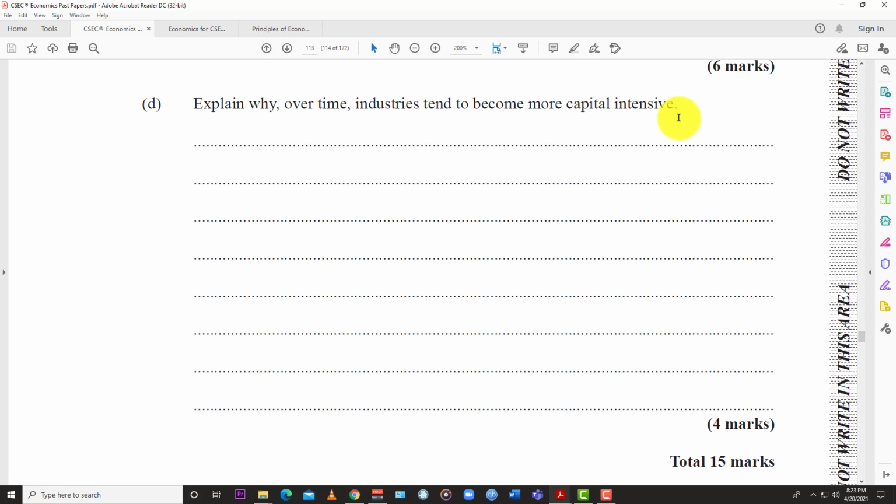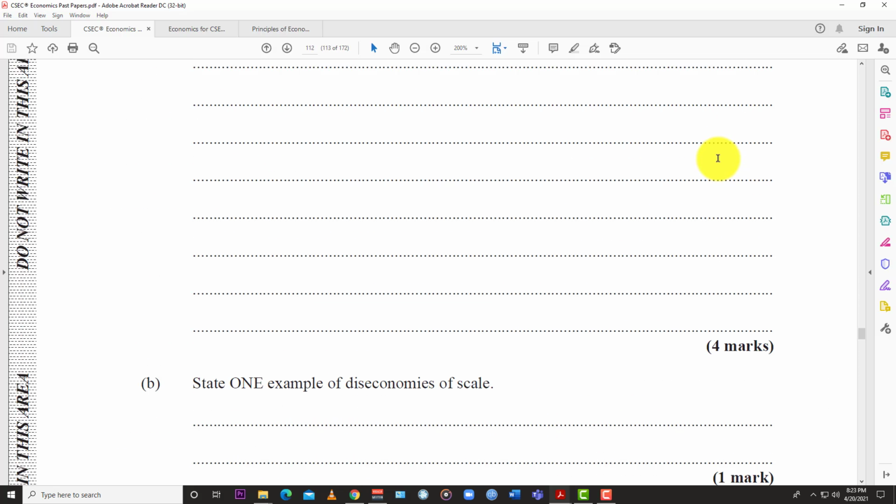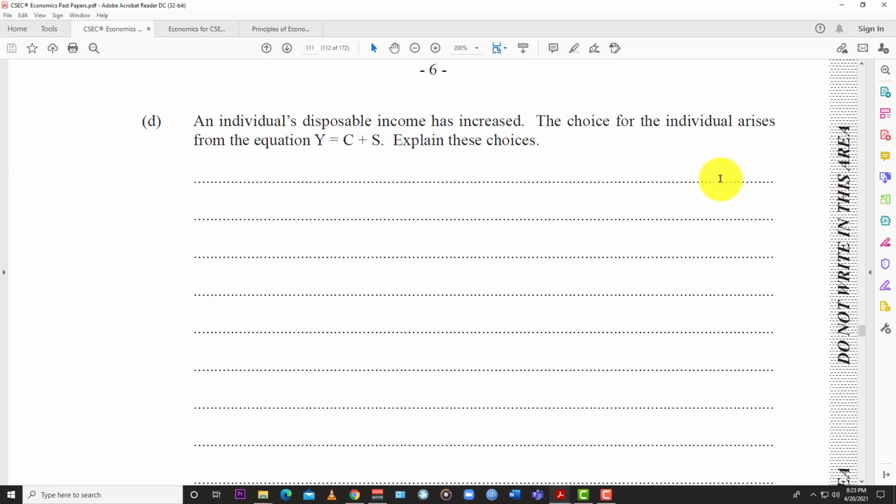Now, what you do, you give an example. You give examples for this one. You have to show examples of how over time the labor can be replaced by the capital, and the capital costs more money, and so that is why it becomes more capital intensive over time. Okay, and so that's it for the first 2 questions on the May-June 2017 CSEC Economics Paper 2.